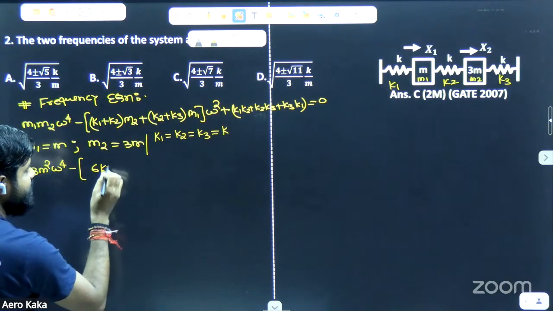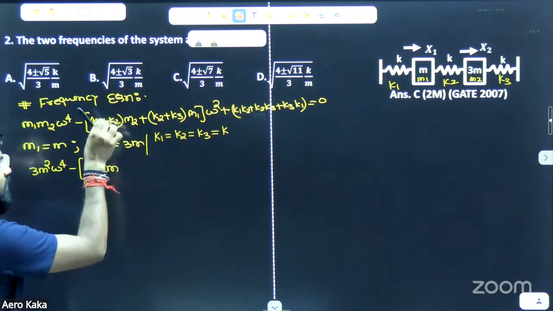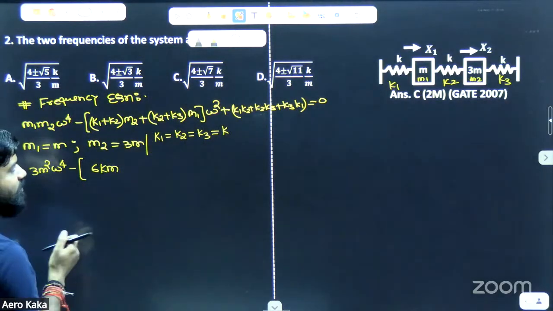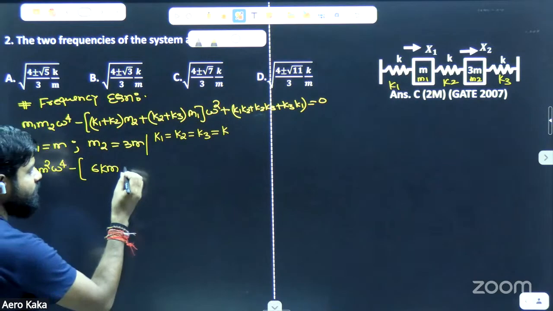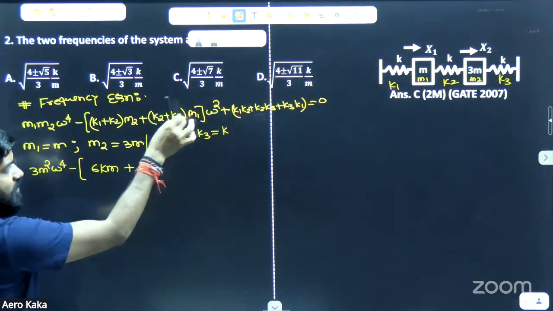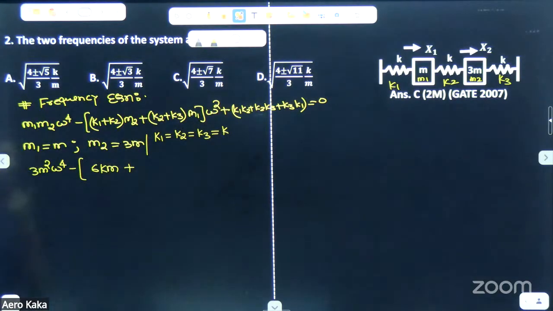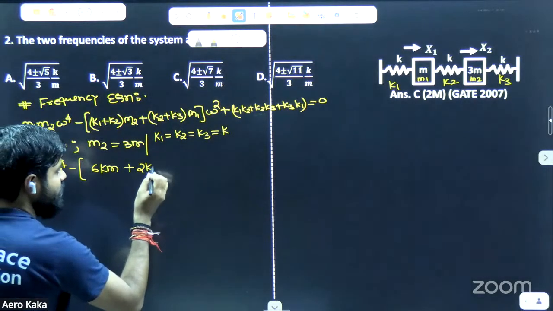Shall I write here? It's 6km. M2 is 3m. K1, K2 is nothing but K. So 2K into 3m is nothing but how much? 6km. Please confirm. Plus K2 plus K3 is nothing but you can say 2K. And M1 is nothing but how much? M1 is M only. So it is going to be 2km.